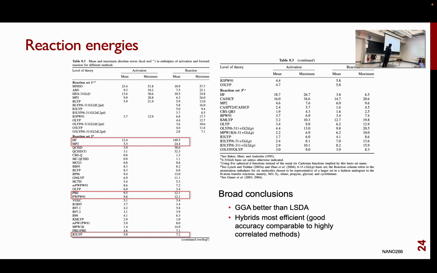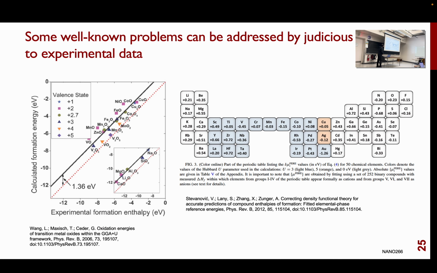If you look at this reaction set 3, you can check out the B3LYP numbers again. B3LYP is 8.6 kilocals per mole, and something like MP2, you are looking at 9.6. And so B3LYP still does better than even something like MP2, and B3LYP can be significantly cheaper than MP2 to calculate. All right.